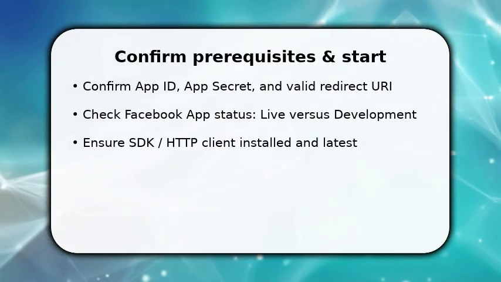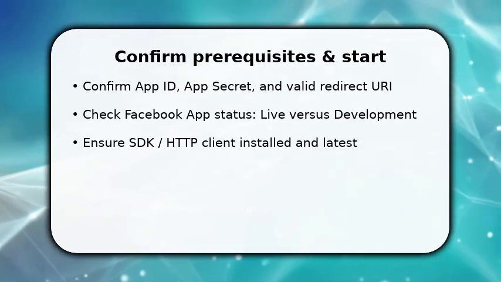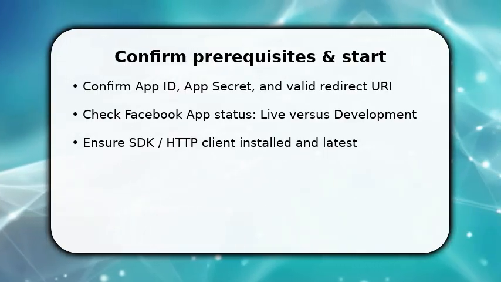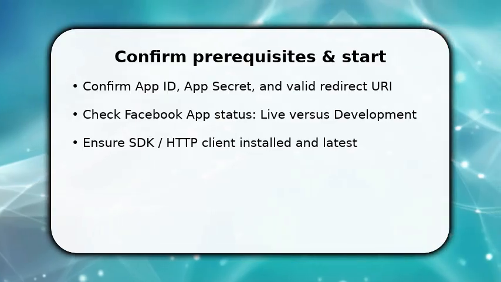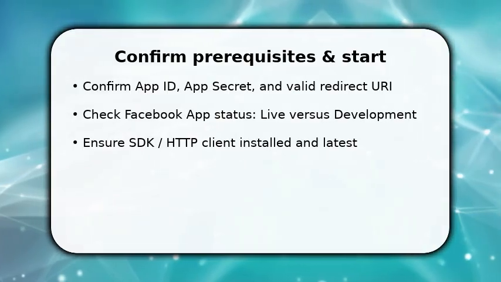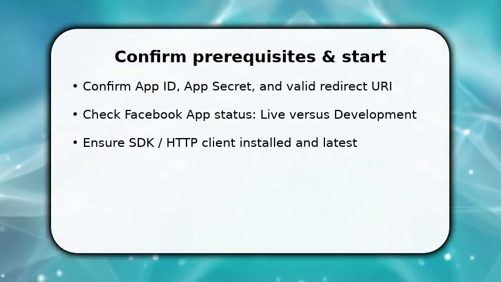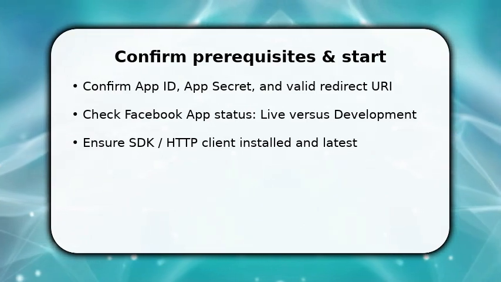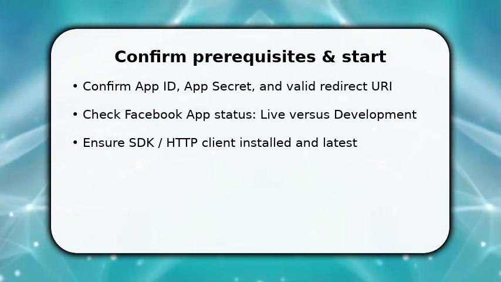Also validate your SDK or HTTP client version so you avoid deprecated endpoints. These first steps eliminate common authentication and version mismatches that silently block code from sending. They set a reliable baseline before you touch request logic.